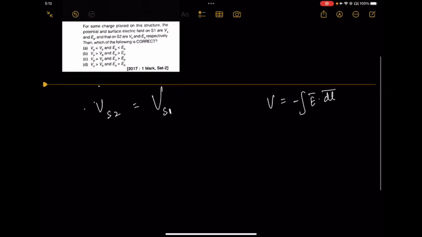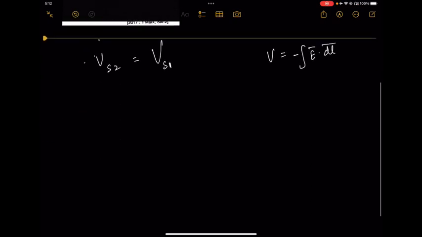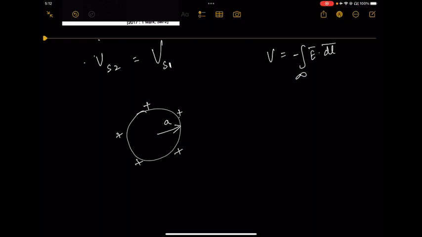Here you will have to work. Potential means work done. For example, if you take a sphere with radius A, what is the potential on this sphere? Potential means it is work done in moving a charge from infinite distance to a point A. What is the work done in moving a charge from infinite distance to point A? So the electric field will be on this. What will be the electric field? Electric field is Q by 4 pi epsilon R square.